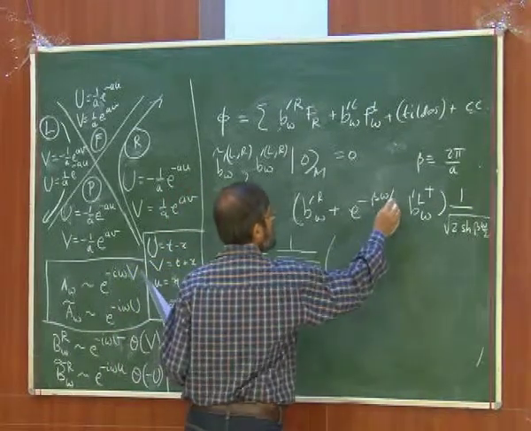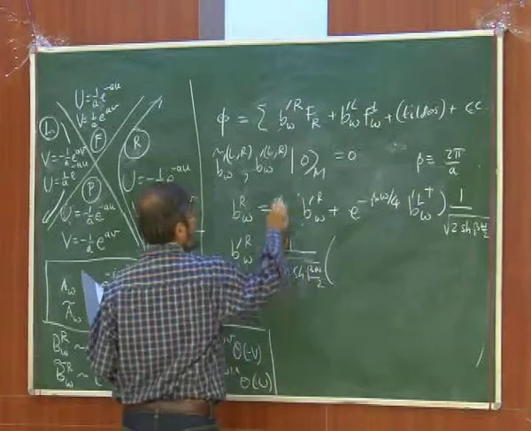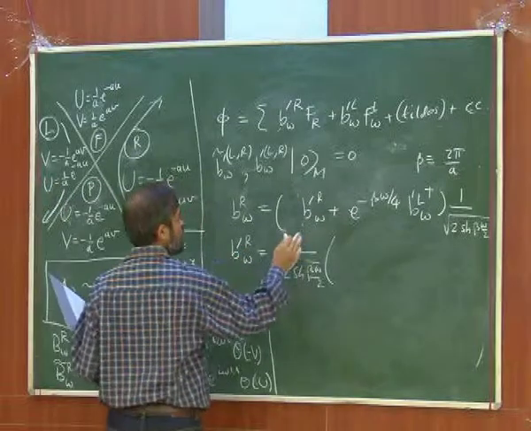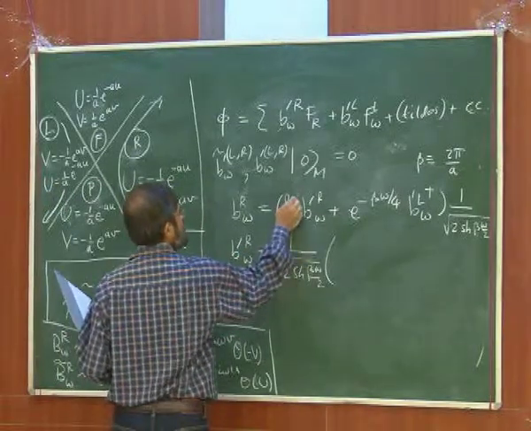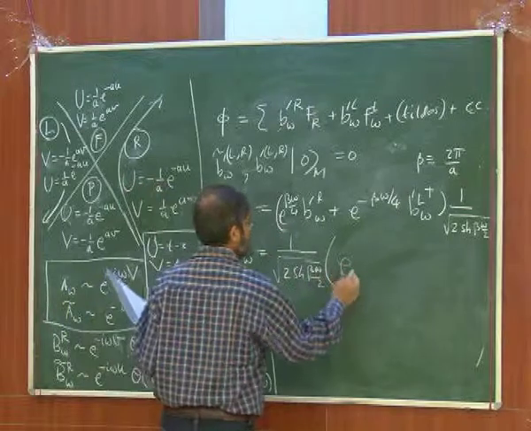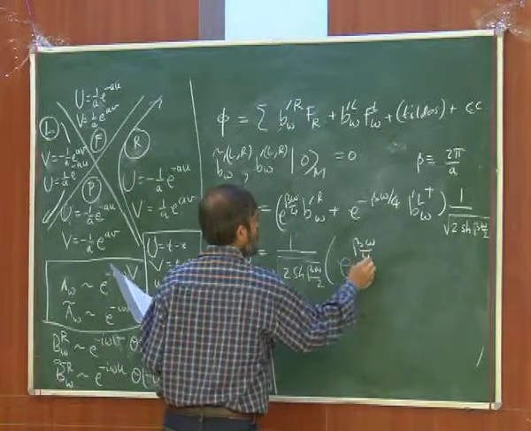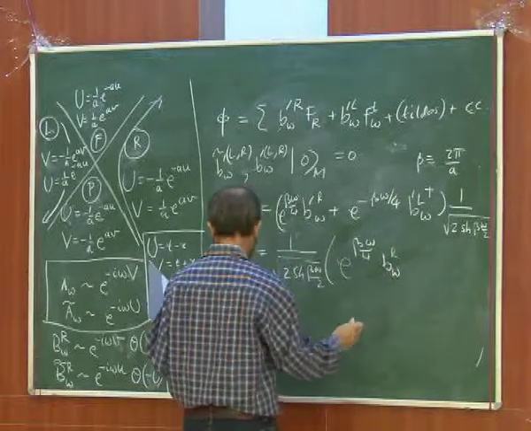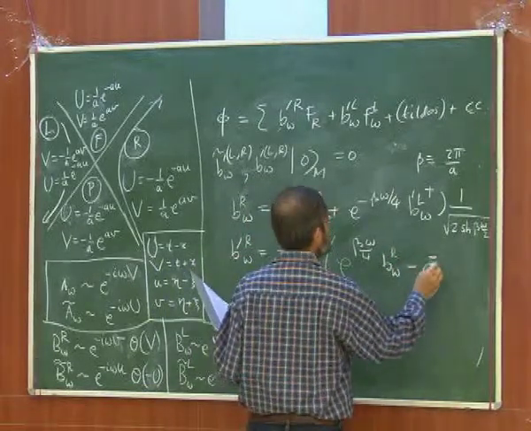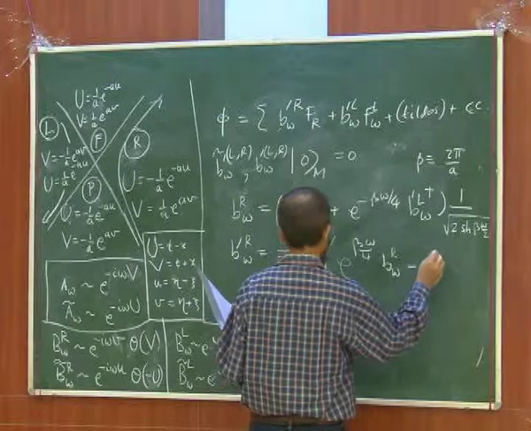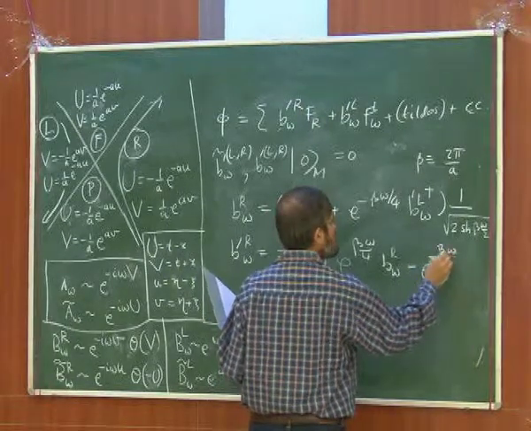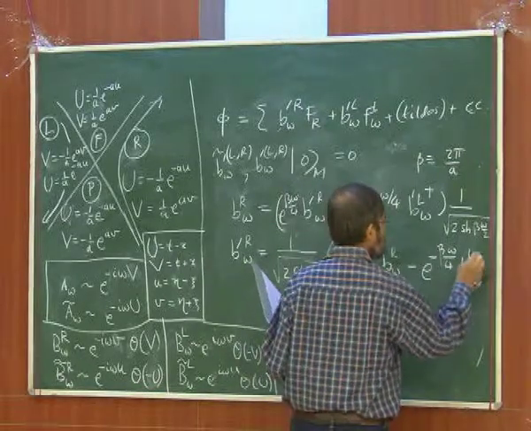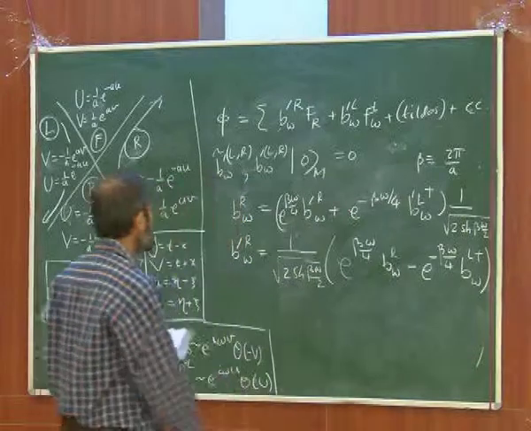I'm sorry. With the normalization, this factor of e to the power minus beta omega over 2 has to be split between these two guys. So I have some beta omega over 4 here, and some beta omega over 4 and B R omega. So this last equation which I'm writing is the most important one.